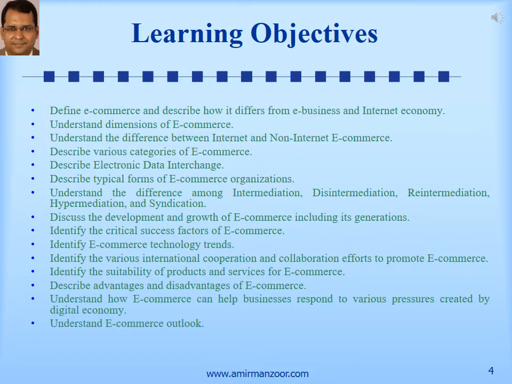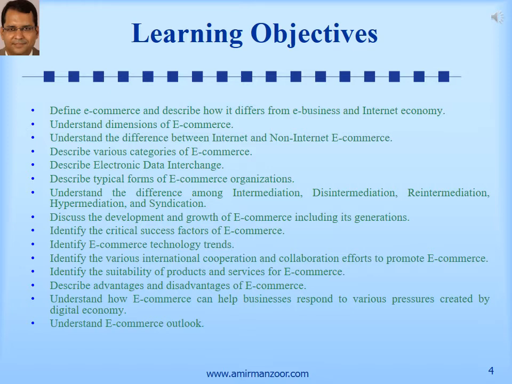By the end of this chapter, it is expected that students should be able to define e-commerce and describe how it differs from e-business and internet economy. Understand dimensions of e-commerce. Understand the difference between internet and non-internet e-commerce. Describe various categories of e-commerce. Describe electronic data interchange. Describe typical forms of e-commerce organizations. Understand the difference among intermediation, disintermediation, reintermediation, hypermediation, and syndication.